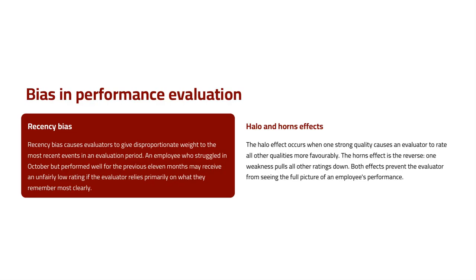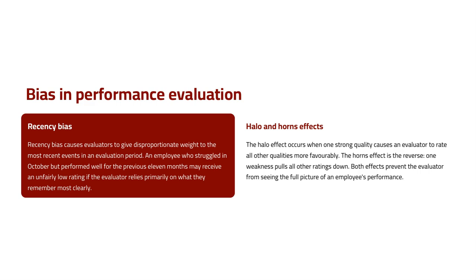On this slide, we're looking at common types of bias in performance evaluation. First, recency bias, which happens when evaluators give too much importance to the most recent events in the evaluation period. For example, if an employee struggled in October but did well the rest of the year, they might get an unfairly low rating because the evaluator mainly remembers the recent difficulties.